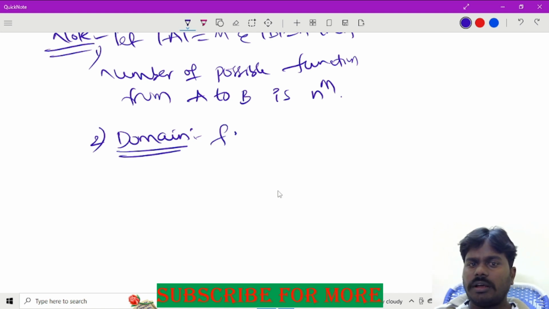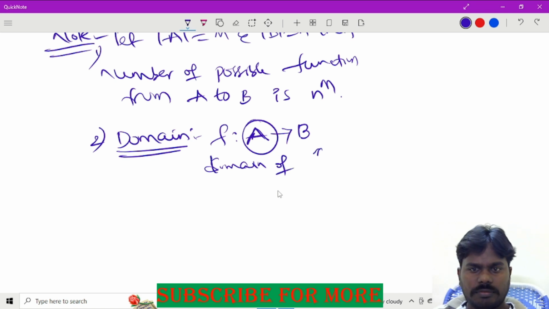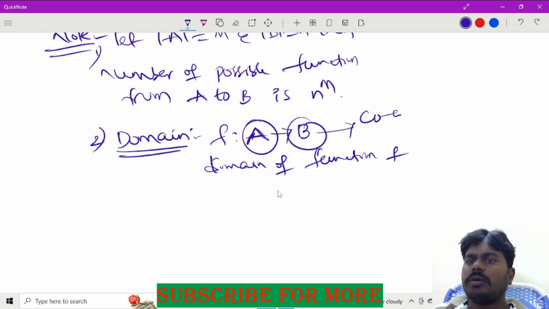Here we have defined a relation f from A to B, and already I have given the definition of a function, that is every element of A is associated with a unique element of B, right? So here the first set A is called the domain of the function f, and set B is called the codomain.